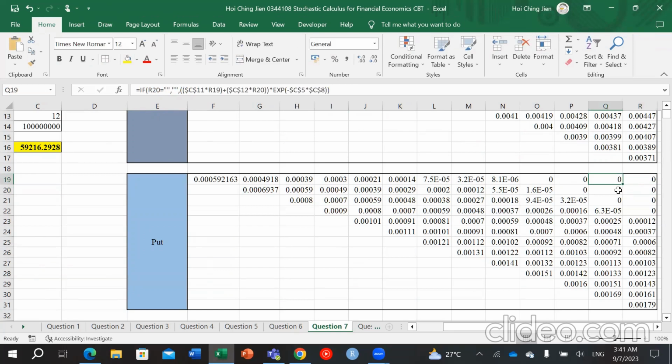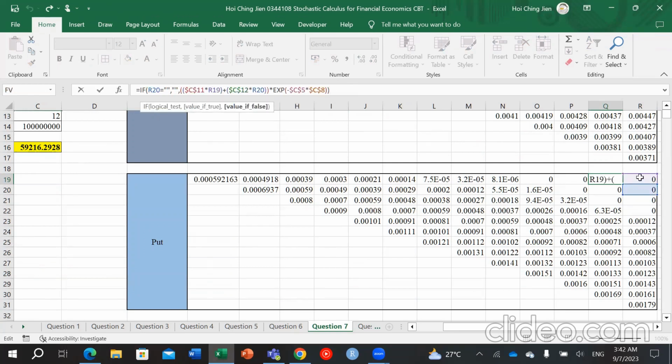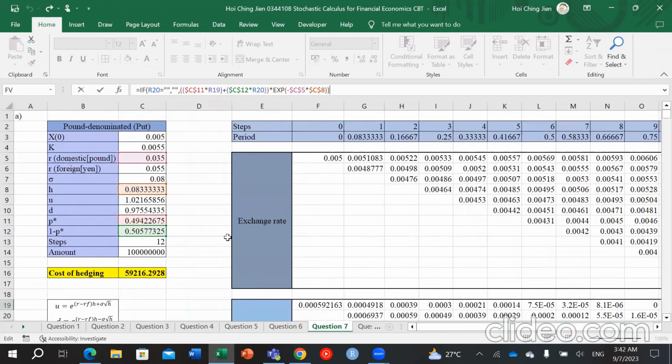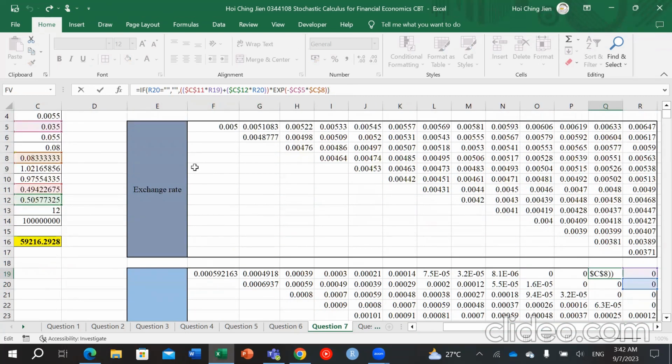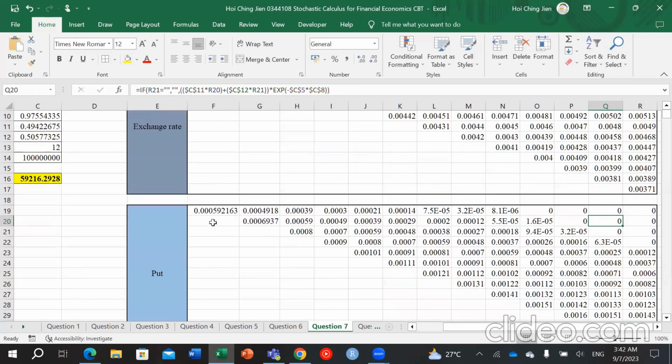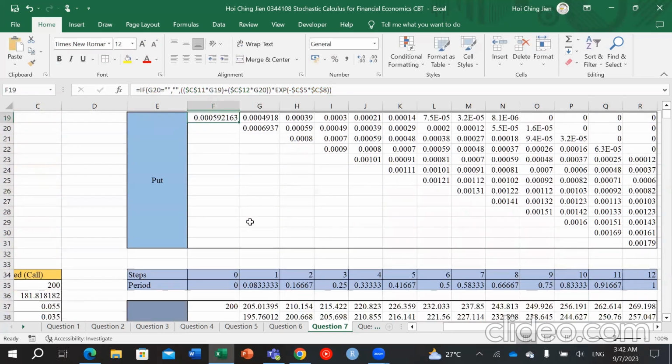After that, we need to discount it back. We also use the IF function: the right cell multiplied by p, the risk-neutral probability, and the right-down cell multiplied by 1 minus p star, and the whole thing we need to multiply by exponential power minus r multiplied by h. Since in this case our domestic is C5, the pound r value, we use the r pound value multiplied with the h. After that, we discount everything back. We got the put value is 0.000592163.